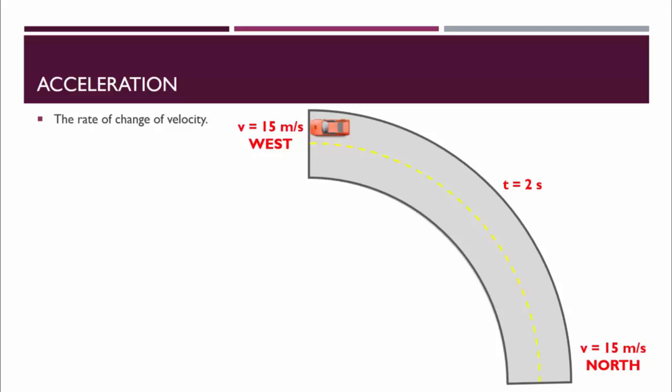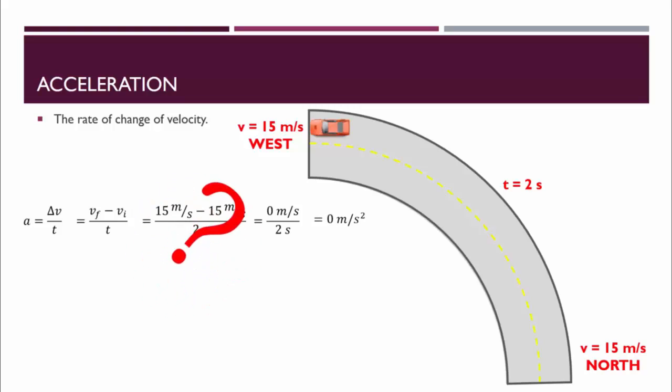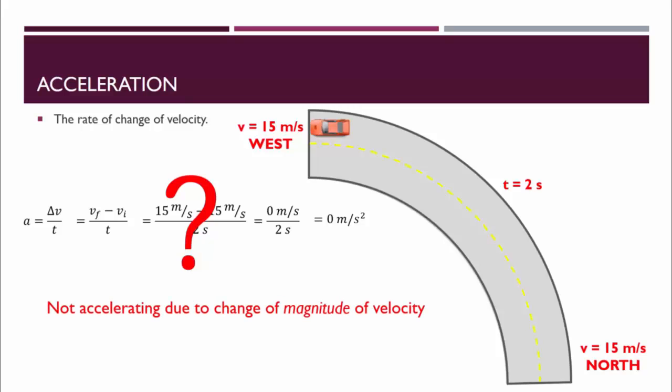Let's try to calculate the acceleration. a equals delta v over t. We plug in our initial and our final velocities and our time, and we get an acceleration of 0. But the velocity did change, so it was accelerating. The problem here is that the car is not accelerating because of a change of its magnitude of velocity. This is not an example of linear acceleration.